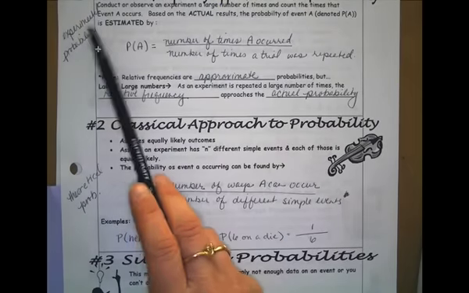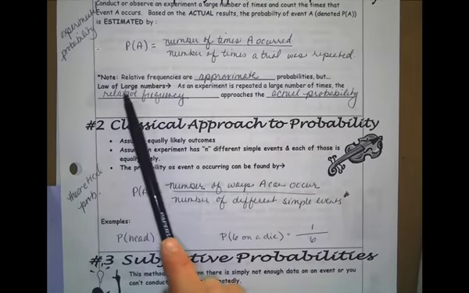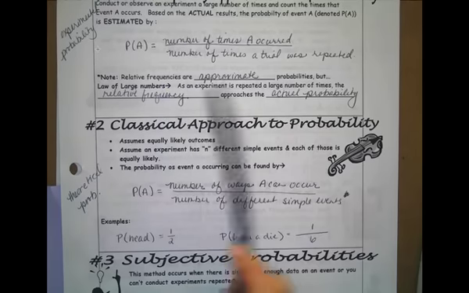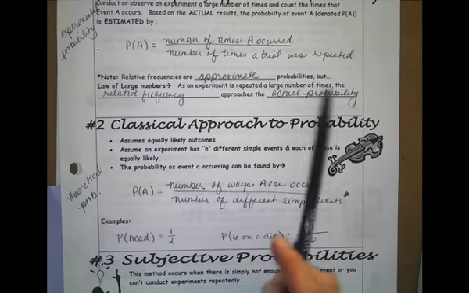But just before I get to that example, this relative frequency approach is just kind of like when you're doing an experiment, so you're looking at that. And this law of large numbers is kind of important. So as an experiment is repeated a large number of times, the relative frequency approaches the actual probability.